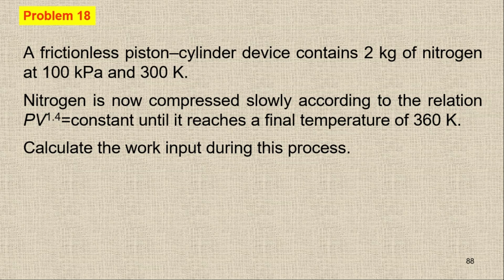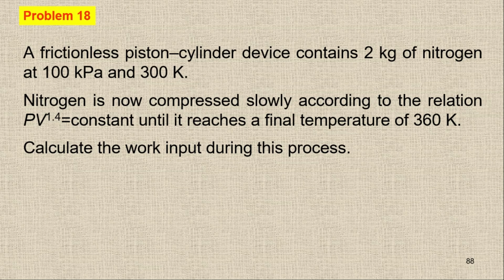Now, in the question, it is given that the nitrogen is compressed slowly according to the relation PV to the power 1.4 is equal to constant. So this is a polytropic process, because we have PV^n equal to constant, where n is 1.4 here. Now this nitrogen is compressed until it reaches a final temperature of 360 Kelvin. So both temperatures are given.